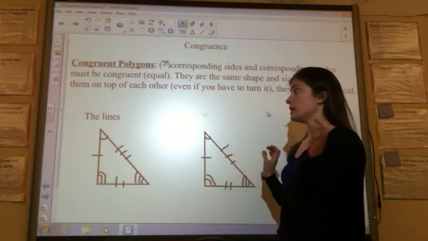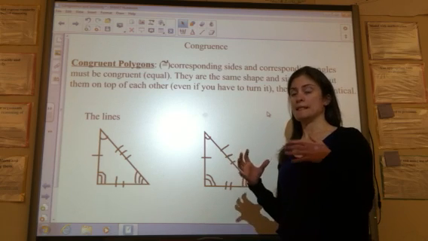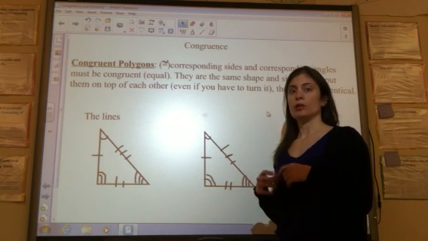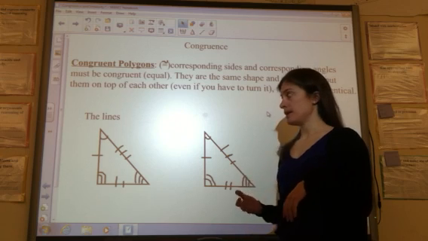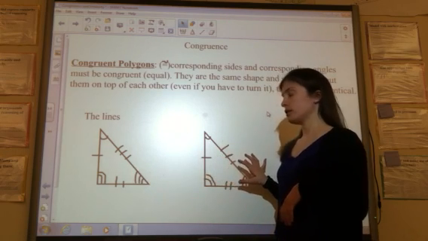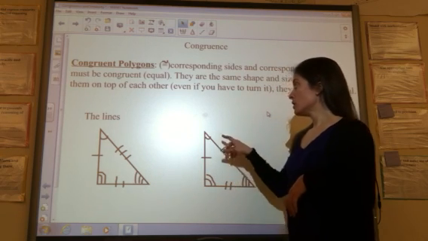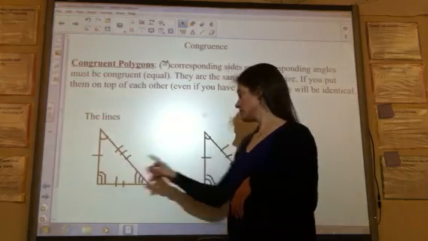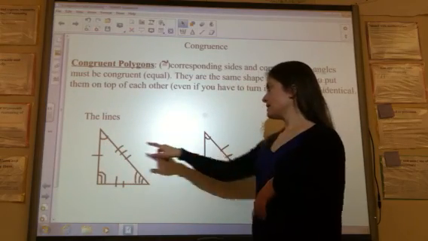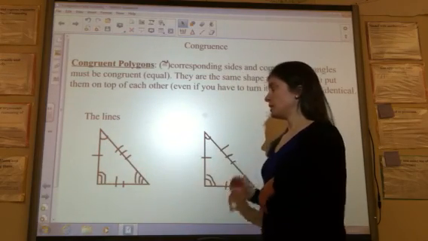So congruency means that the shape is the exact same. It's basically like you cut and paste it, or copied and pasted one shape and created another shape. So the corresponding angles and the corresponding sides are going to be equal to each other.